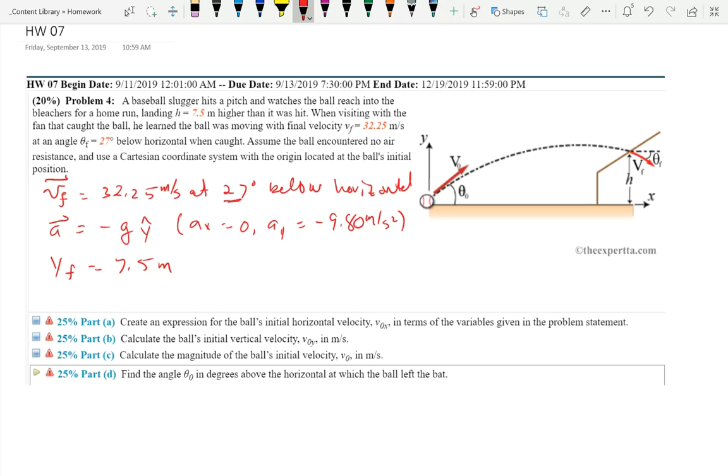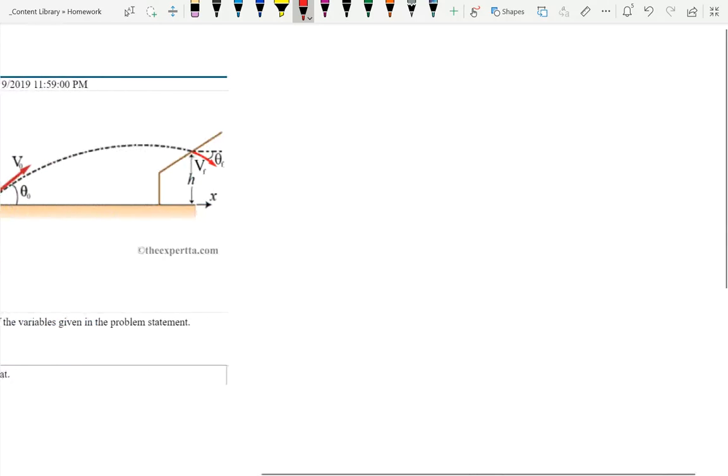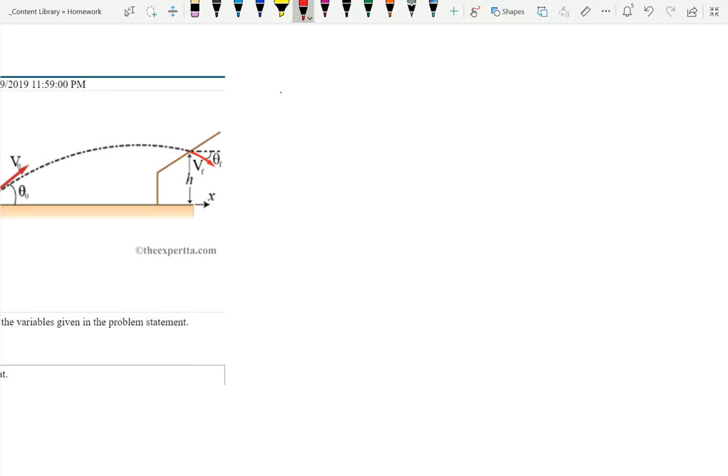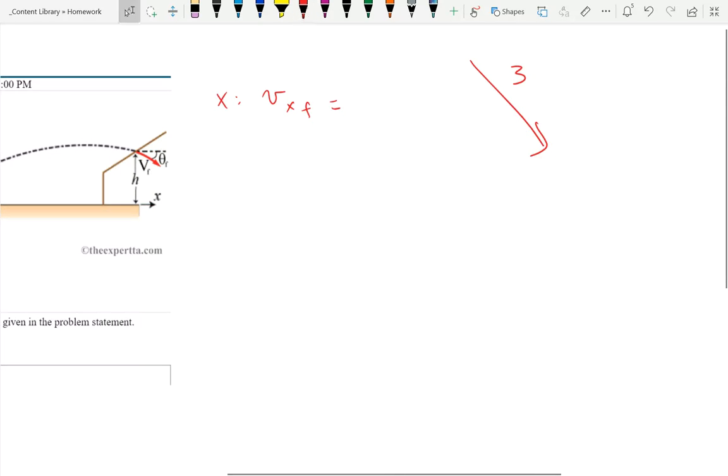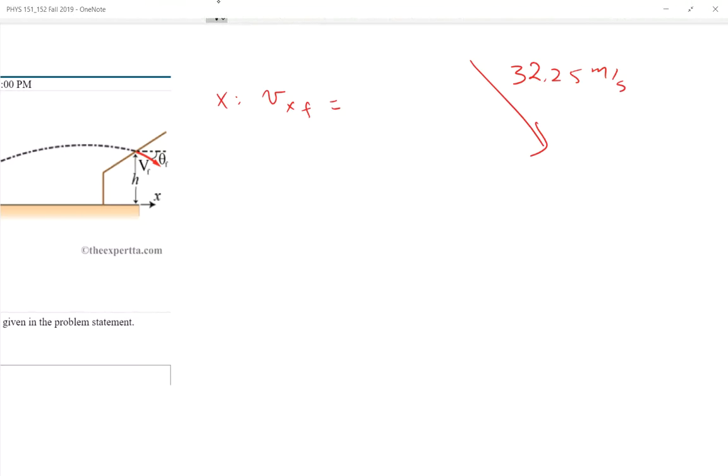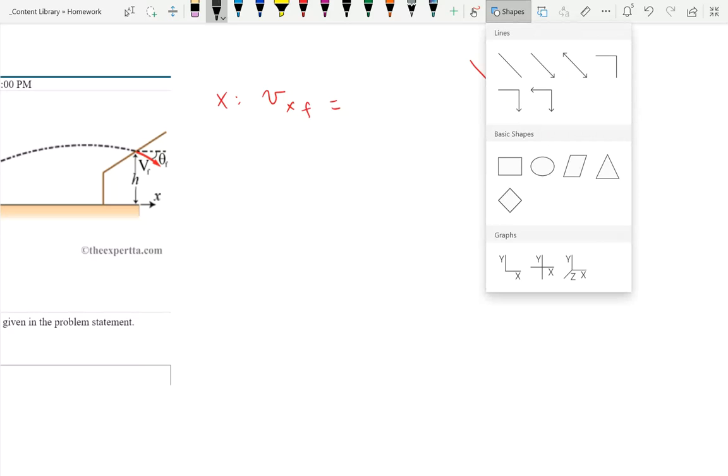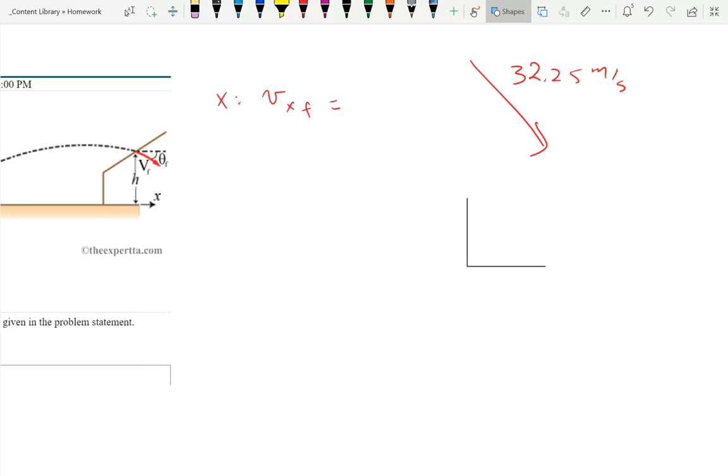Okay, so having thought through how we're going to do it, now we just have to do the work. So we have for the x direction, Vx final equals, I better draw that vector. It has a magnitude of 32.25 in my case, and it has an angle. Which angle is it? The extra cool fun one that we're going to find.